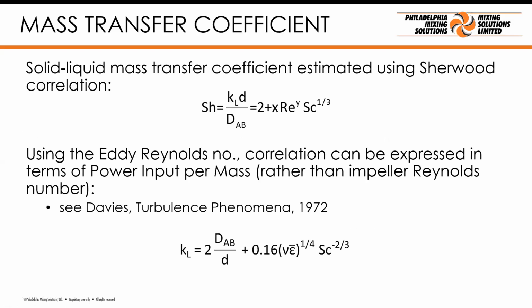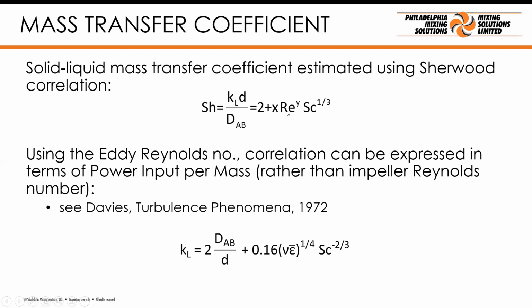So the correlation that is commonly used to estimate the mass transfer coefficient is the Sherwood number correlation, which has the mass transfer coefficient KL, particle size, and diffusivity, and it's 2 plus. So if that particle is stationary in the liquid, the Sherwood number is 2. As the fluid starts to move and we start to develop some Reynolds number, we get this additional term, the Sherwood number increases.